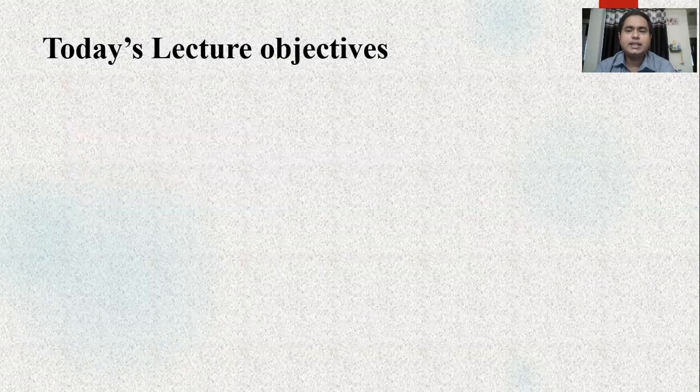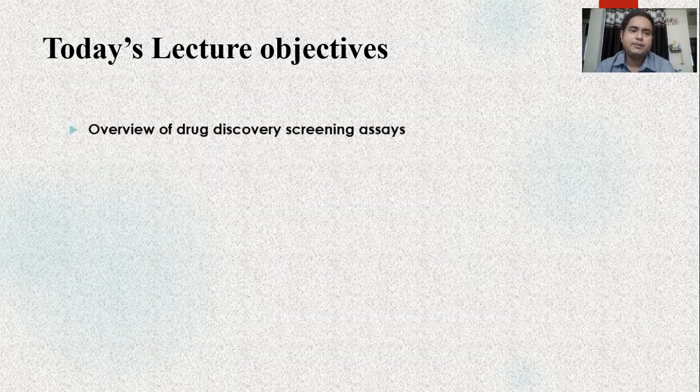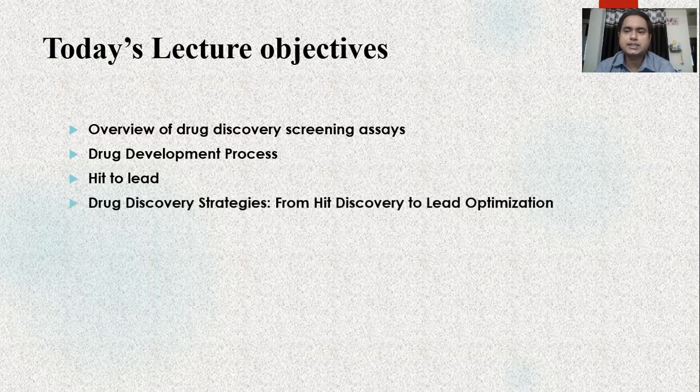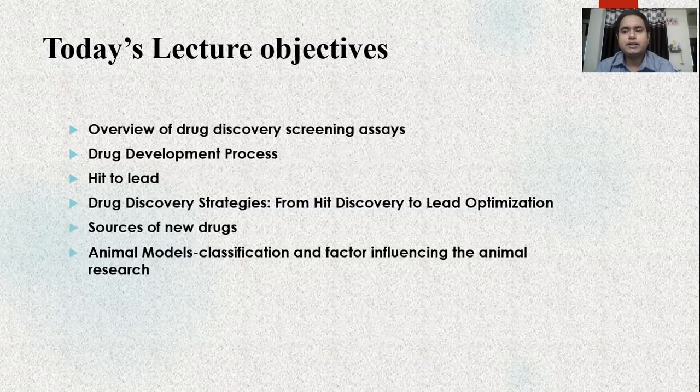In today's lecture, we have set the following objectives, and we will learn about the overview of drug discovery screening assays, the drug development process, hit to lead identification, the drug discovery strategy from hit discovery to lead optimization, and the sources of new drugs. We will also evaluate and examine the various animal models used in in vivo research, their classification, and the factors which influence animal research.